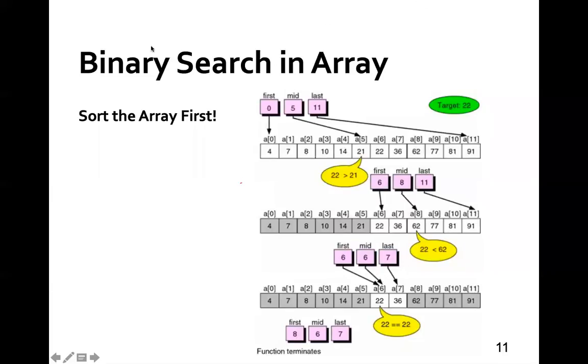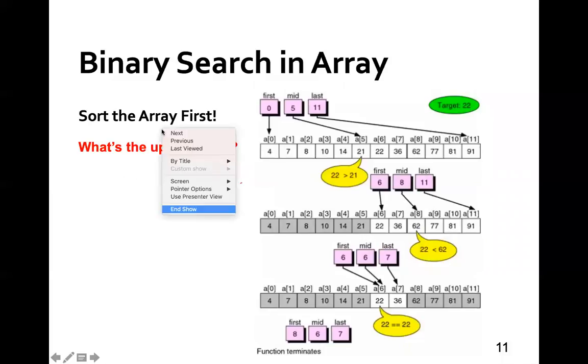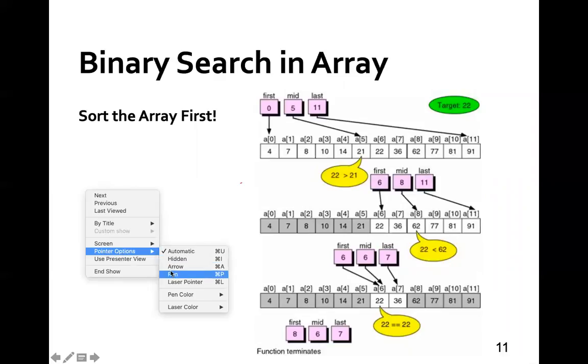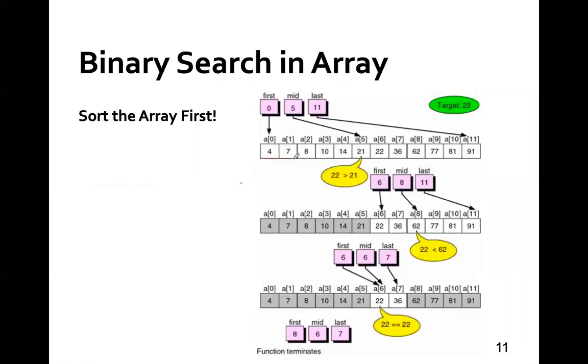Let me try to avoid using zoom, okay. Just use a pen here. You can see 4, 7, 8, you can see the values are sorted, right? From small to big, okay? So you will have an upfront sorting cost, right?